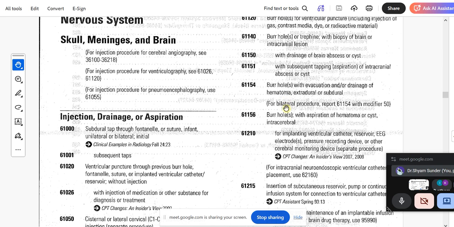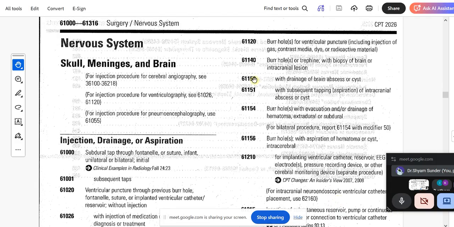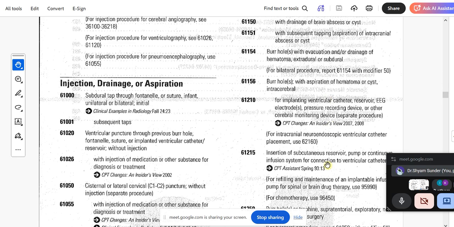Then you have to go for the advanced procedures. If you go directly to the advanced procedures, you will get confused. So just highlight these procedures in your book. 61140, 61150, 61151. These are the basic procedures. They're creating a hole and they're taking the biopsy. That's how it is basically.